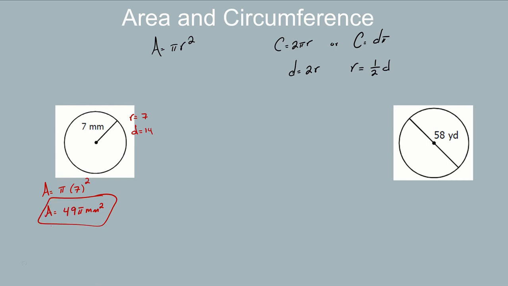For circumference, we can use either one. Now, because I don't have to do any further multiplying if I use the diameter, or basically I already did it, my diameter would be 14 millimeters.